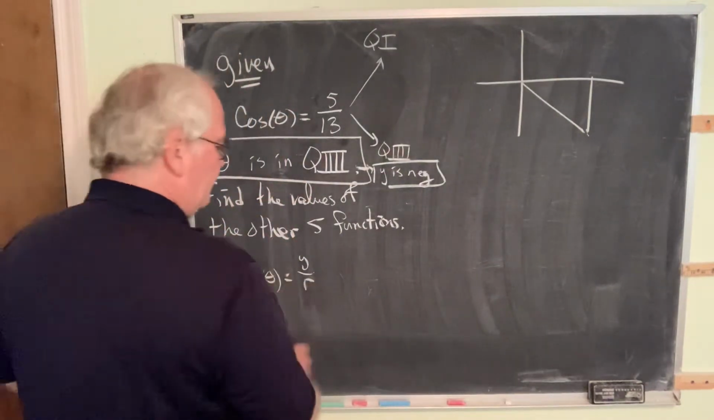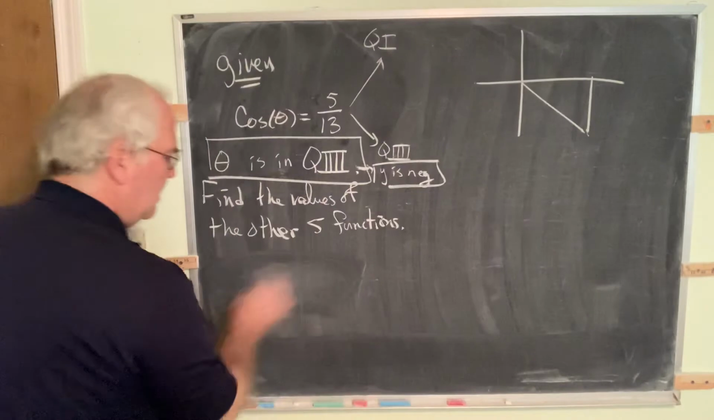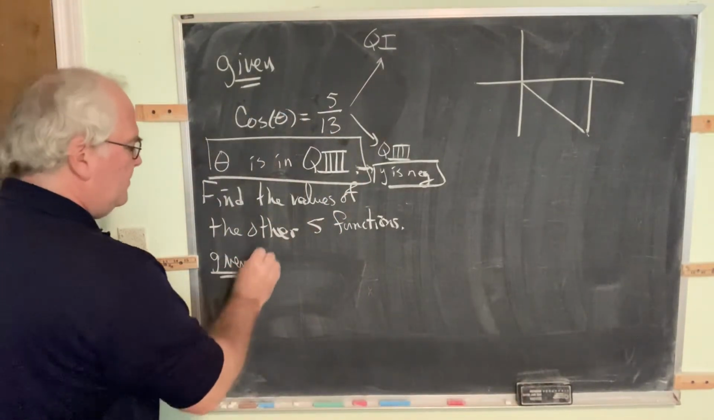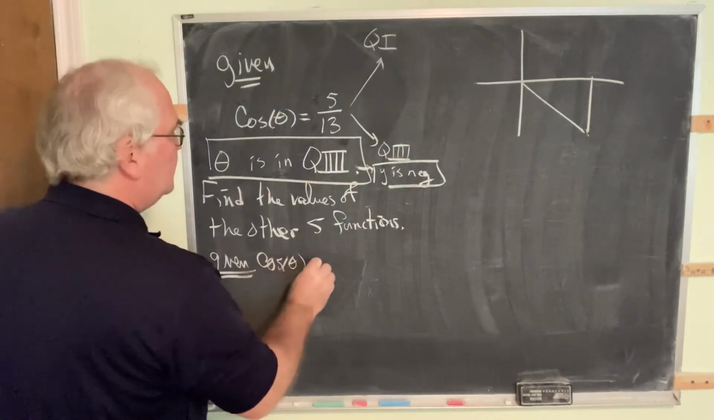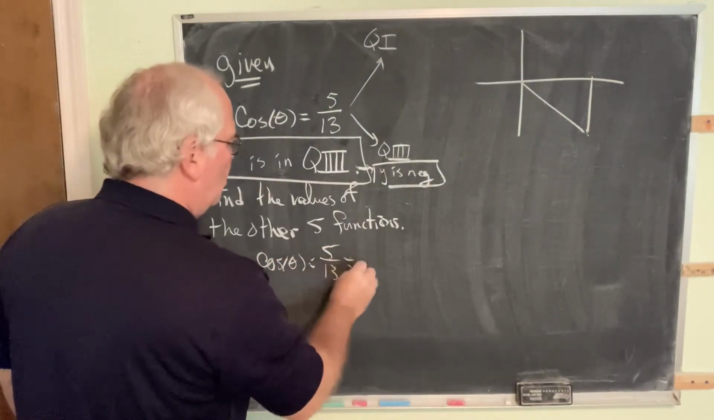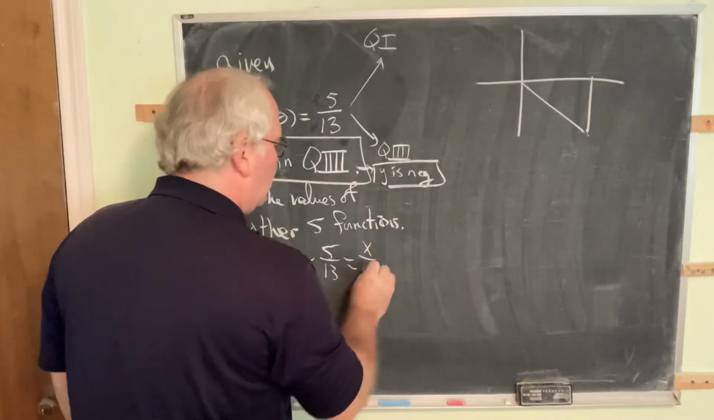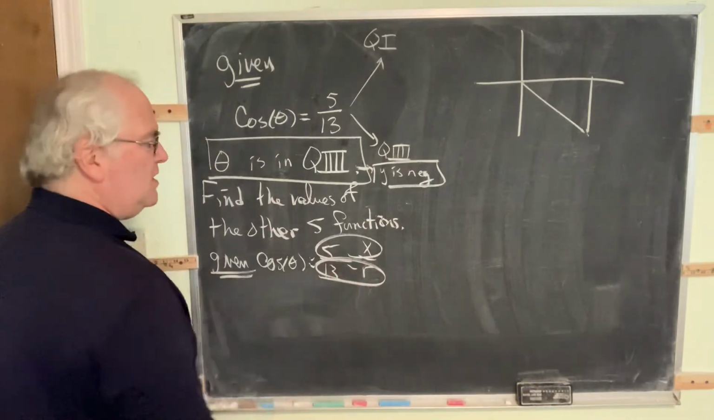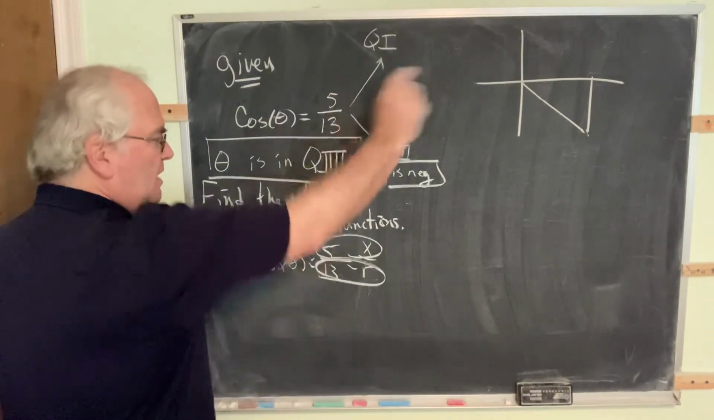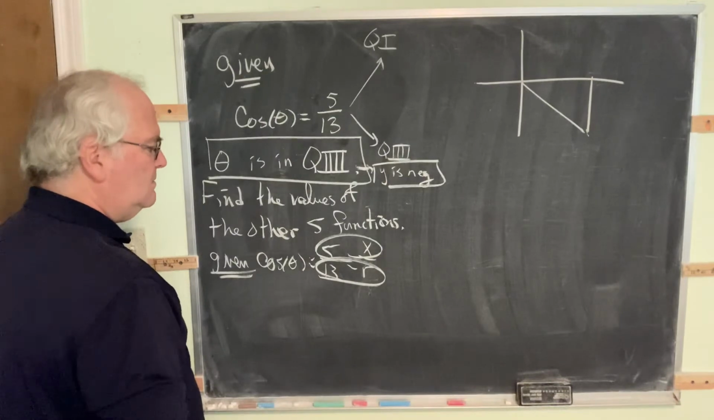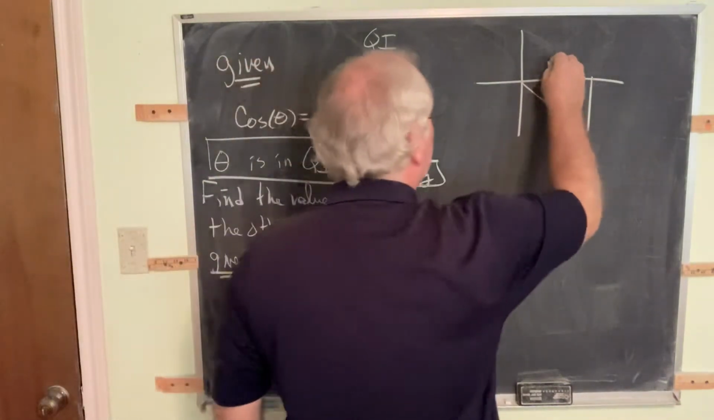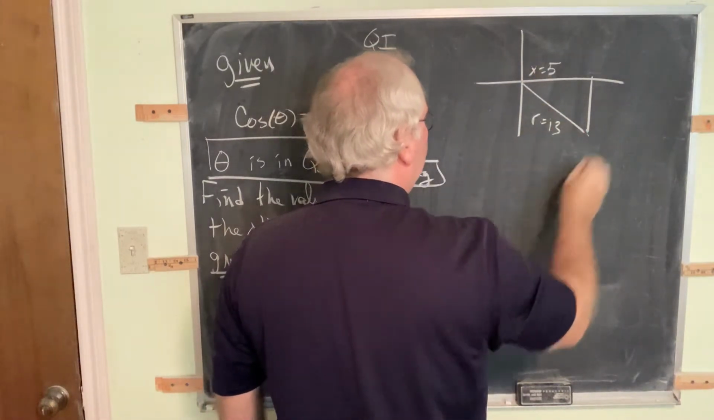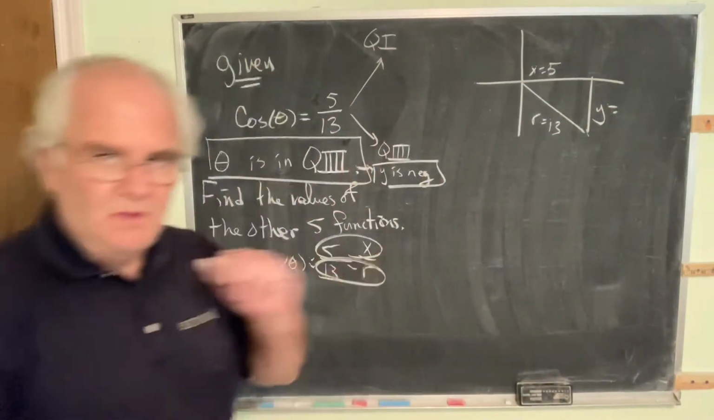We know that we're given cosine theta is 5/13. We know what cosine is. That is x over r. So we have been given x is 5. We have been given r is 13. Whatever you're given, label in the picture. X value is 5. R value is 13. Y value, don't know yet.